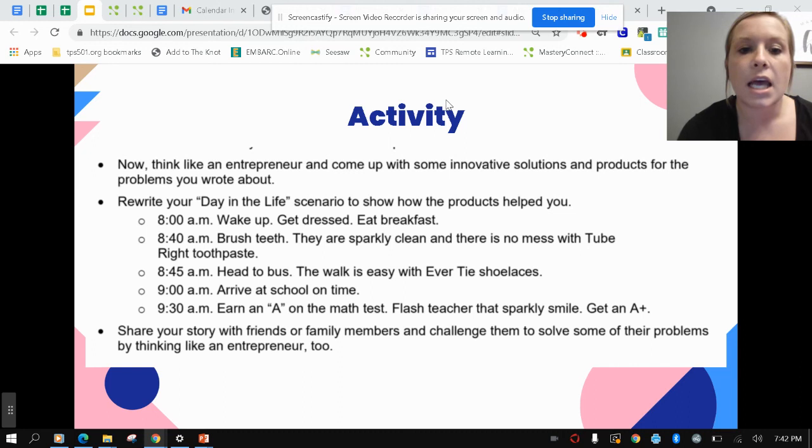8:40, brush teeth. They are sparkly clean and there is no mess with no-spill toothpaste. 8:45, head to the bus. The walk is easy with ever-tied shoelaces. By 9 o'clock, arrive at school on time. And 9:30, earn an A on your math test. Flash the teacher that sparkly smile and get an A+.